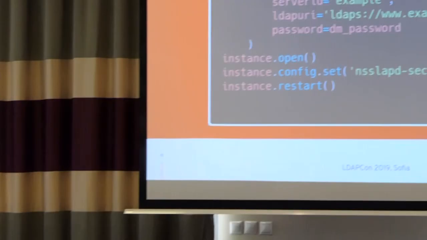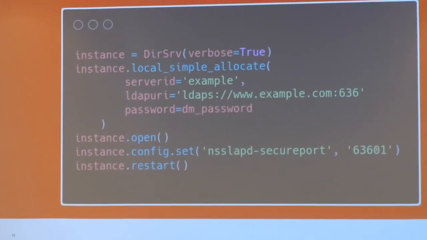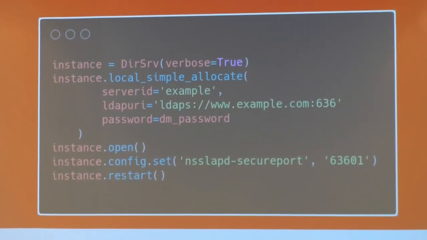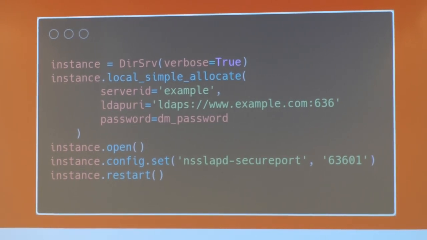So the initial development was done by Thierry Bordas, my colleague. The main structure we had was the DirSRV object, which holds the connection and aliases to other objects. These other objects were, at that point, task oriented. So you, for example, have an agreement or a replica object, and you call it like instance.replica.